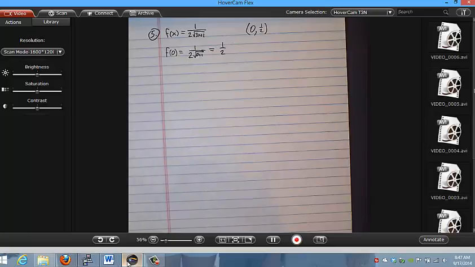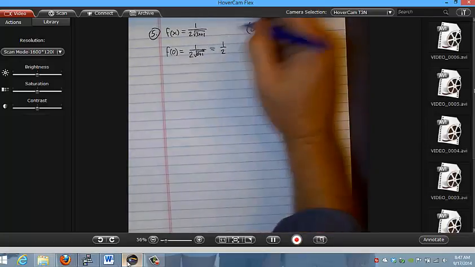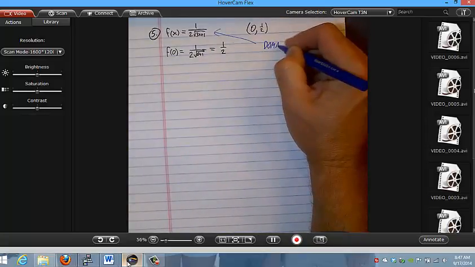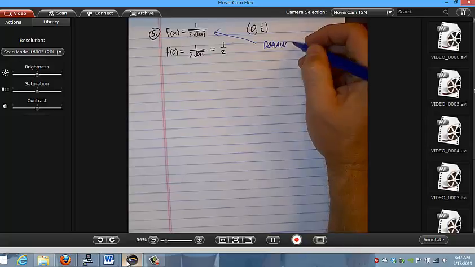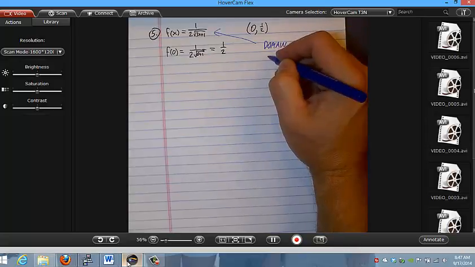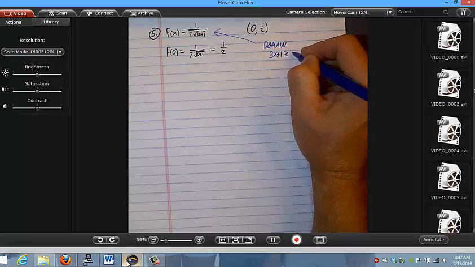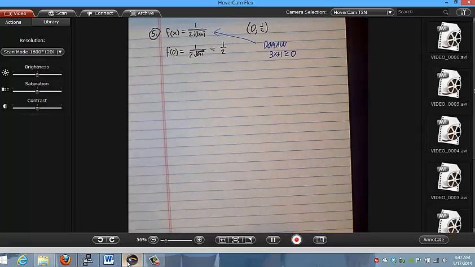You guys with me? By the way, one thing you might want to think about is the domain of this function. What's the domain? Well, a couple things. One is that I think 3x plus 1 has to be bigger than or equal to 0. Otherwise, what happens? You get a negative number. Okay?